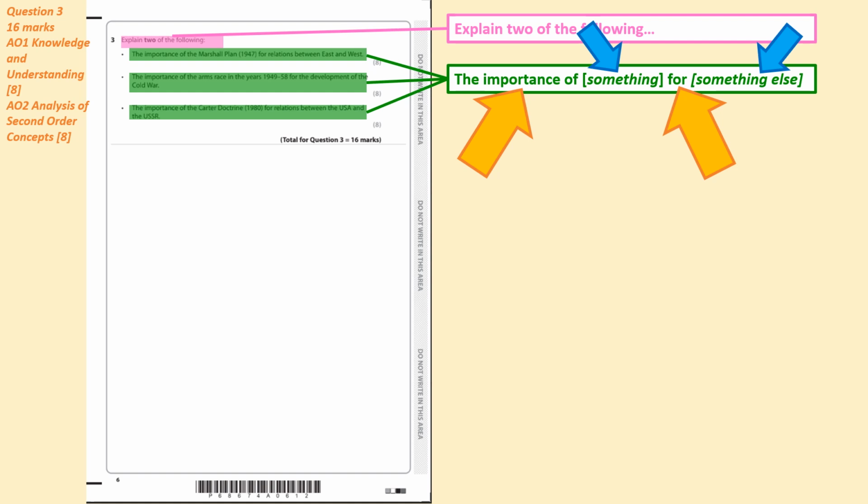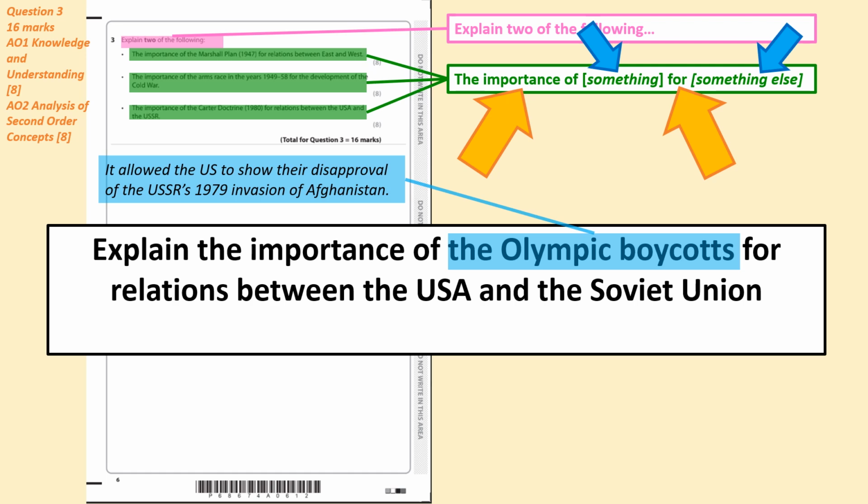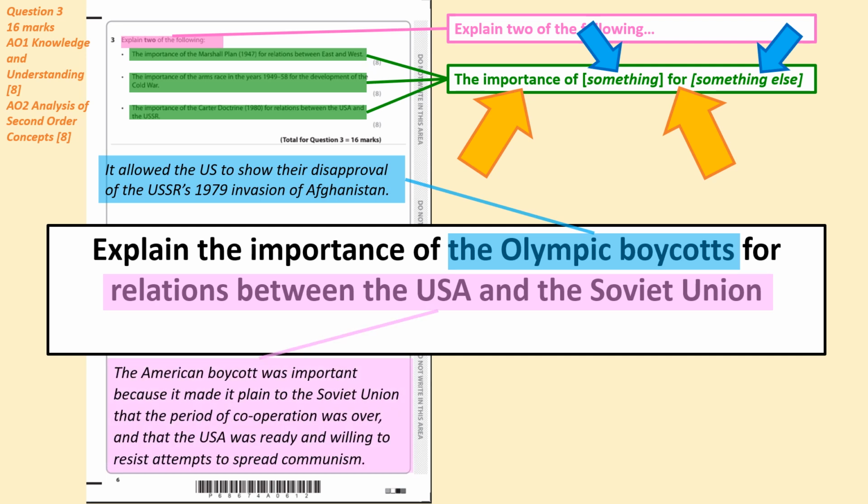For example, in the question, explain the importance of the Olympic boycotts for relations between the USA and the Soviet Union, you must talk about the something, in this case the US's decision to boycott the 1980 Moscow Olympic Games, e.g. it allowed the US to show their disapproval of the USSR's 1979 invasion of Afghanistan. But you must also explain how this affected the something else. That is, the relations between the USA and the Soviet Union, e.g. the American boycott was important because it made plain to the Soviet Union that the period of cooperation was over and the USA was ready and willing to resist attempts to spread communism.